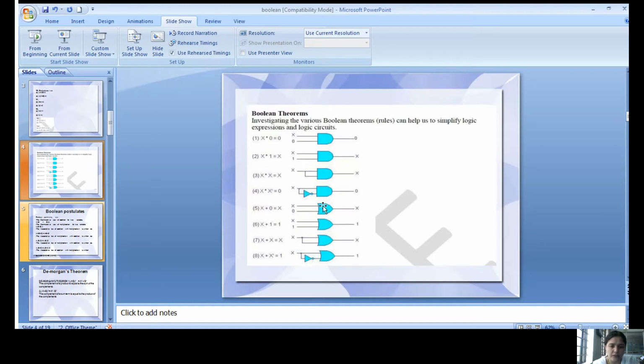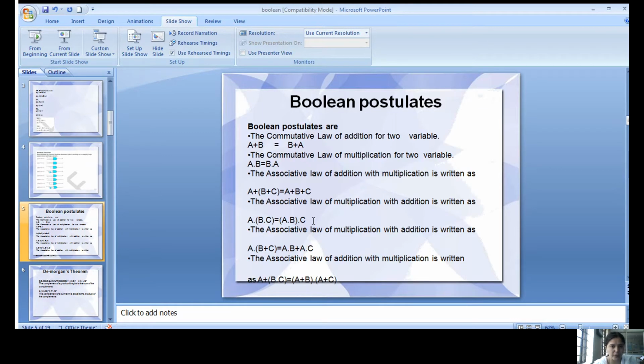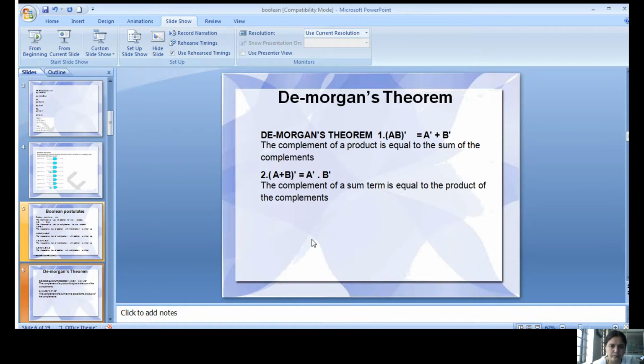In the same way, it is also done for OR gate. X plus 0 is equal to x, x plus 1 is equal to 1, x plus x is equal to x, x plus x bar is equal to 1. These are Boolean theorems, the same thing we call postulates also. Like A plus B is equal to B plus A, A into B is equal to BA. The associative law is also the same thing that we have already seen in the previous slide.